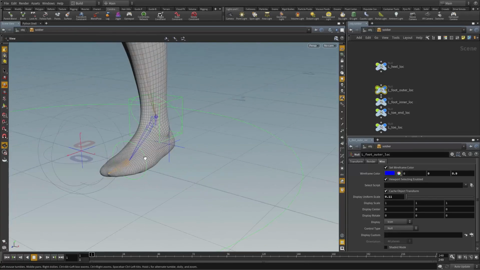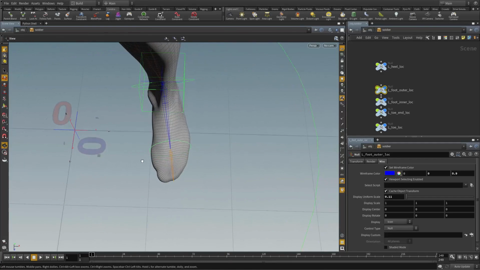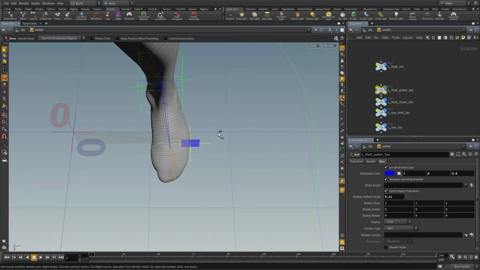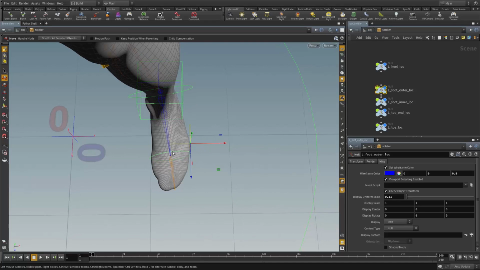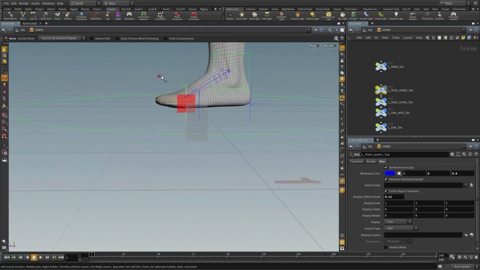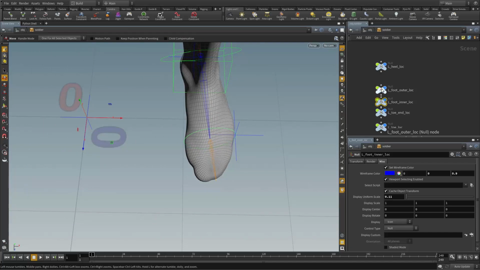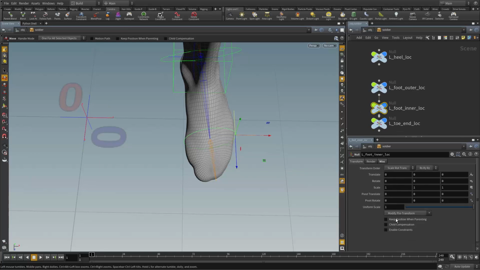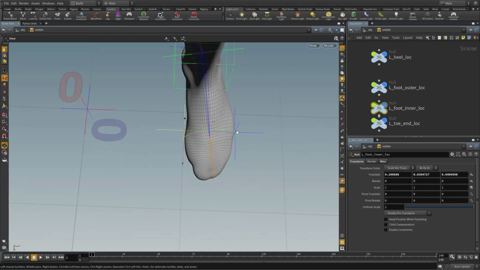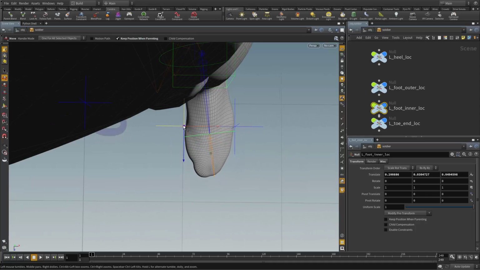And then left foot outer is for that side-to-side motion. So I'm going to put that around about the widest part of the foot, right around there, something like this. And then the left foot inner, I'm actually going to parent that, keep position when parenting, and then break that connection. Extract that pre-transform. And then I'm just going to move it straight over. So the outer and inner are going to be directly across from each other.